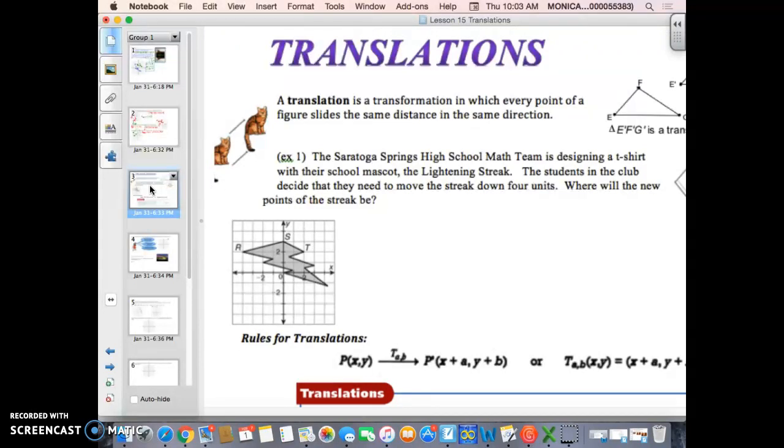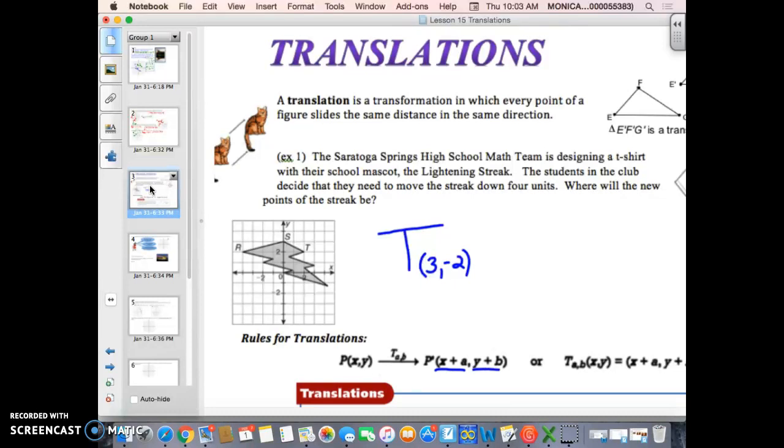And when we're writing a rule for a translation, we use a capital T, okay? And then we'll put whatever's happening to each of the coordinates. So if you're going to add 3 and subtract 2 to the y, it'll look something like that. Okay. So down here you can see that in this situation we're adding a to the x coordinate and then b to the y coordinate.